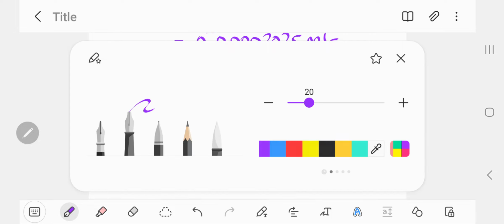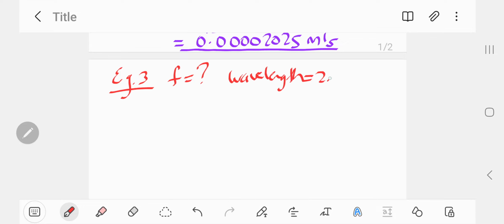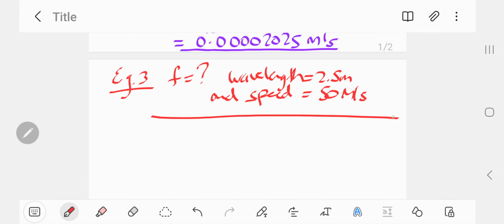Let's go example 3. Suppose we need to find the frequency of a wave. It's got a wavelength of 2.5 meters and speed 50 meters per second.